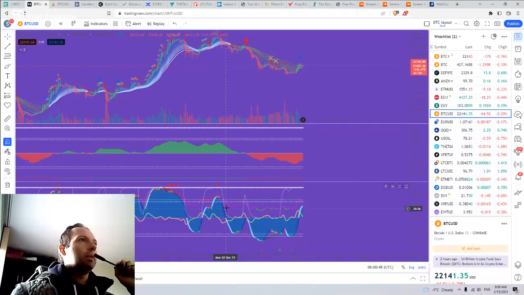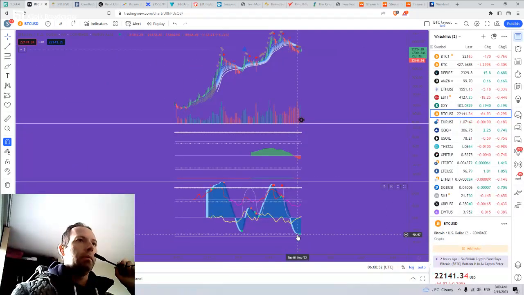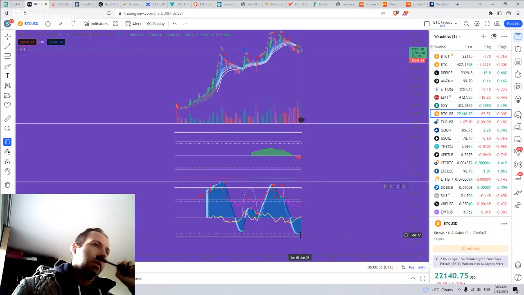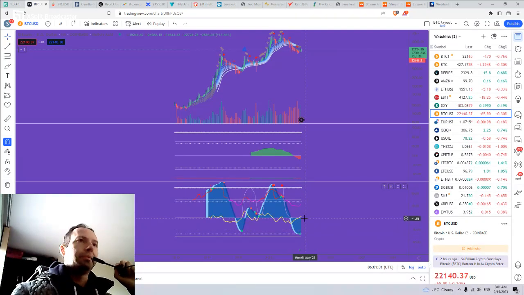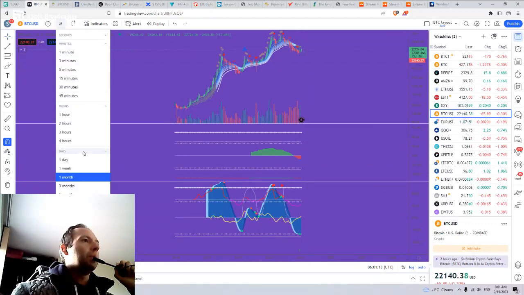Now, starting from the weekly, even the monthly. On the monthly we have a really nice green dot and a very bullish signal. Of course that's a very high time frame, but we have to keep in mind that I think we should be overall bullish and not become too bearish.